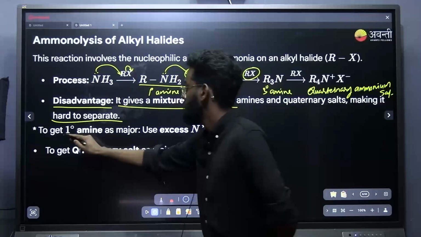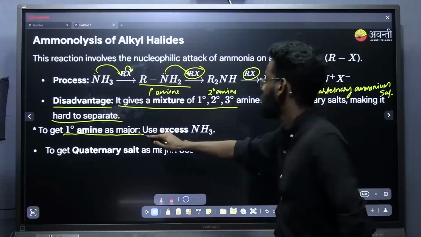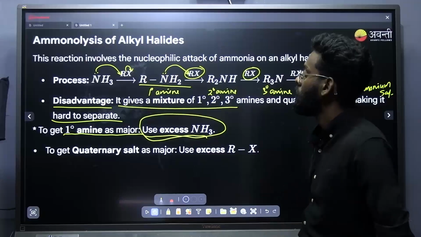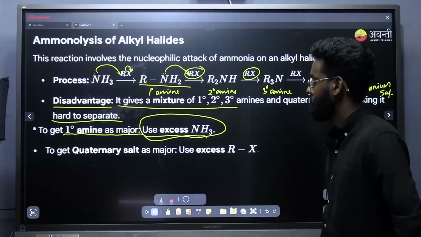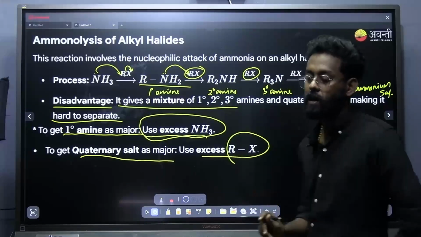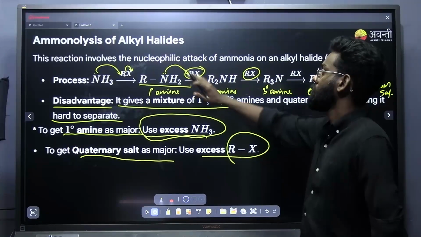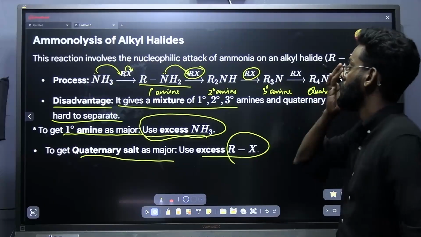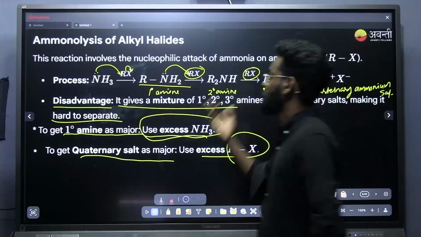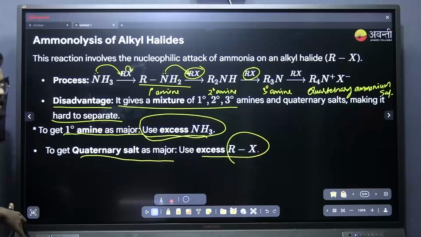But if you want to get primary amine as the major product, instead of keeping alkyl halide in excess, you can keep NH3 in excess. If you keep NH3 in excess and alkyl halide in less amount, we can get primary amine. And the quaternary salt you will get as the major product when you use alkyl halide in excess. So this is another important preparation of amine, by the ammonolysis of alkyl halide. This also comes as a reaction of alkyl halide in the haloalkanes and haloarenes chapter.